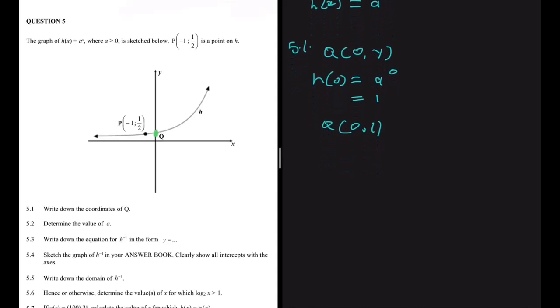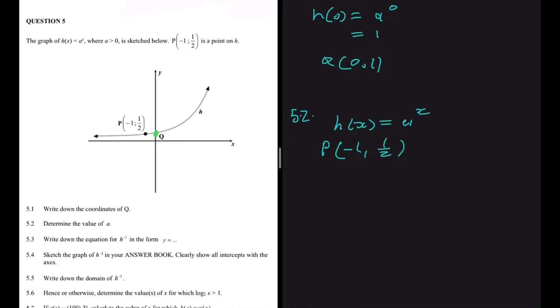And now 5.2. 5.2 is saying let's determine the value of a. We know that h of x is equal to a to the power x. So let's substitute our coordinate P into h of x so that we can determine a, right? If we substitute it into h of x, we get a half for the y value being equal to a to the power minus 1.